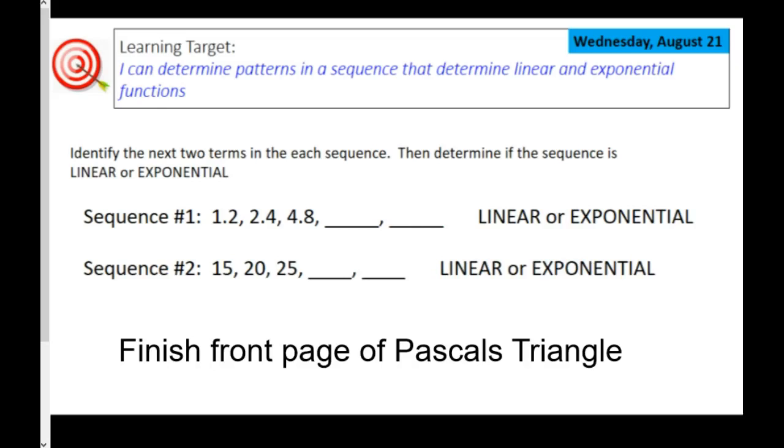All right. So same learning target. I can determine patterns in a sequence that determine linear and exponential functions. We're going to identify the next two terms kind of like yesterday. So on sequence number 1, what is happening each time?